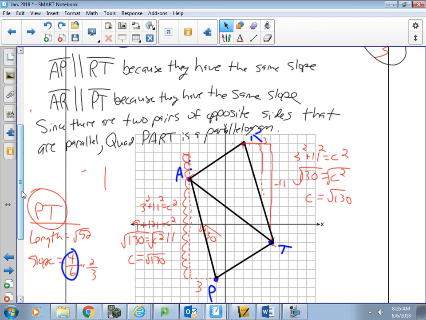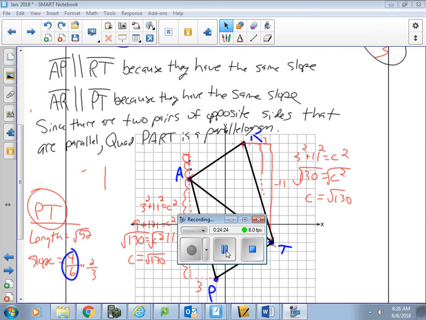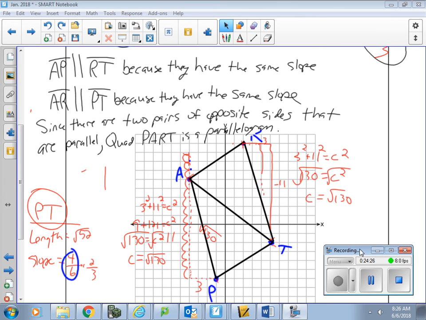A lot of work, but that's a 6-point problem. All right, so we're done with going over the test. Hopefully it helped out. If you're in my class and you have any questions, you can come ask. Otherwise, hopefully you do well on whatever test you're taking.